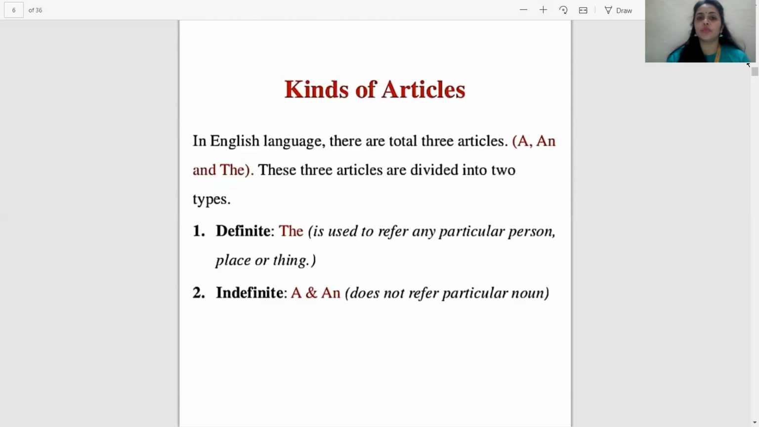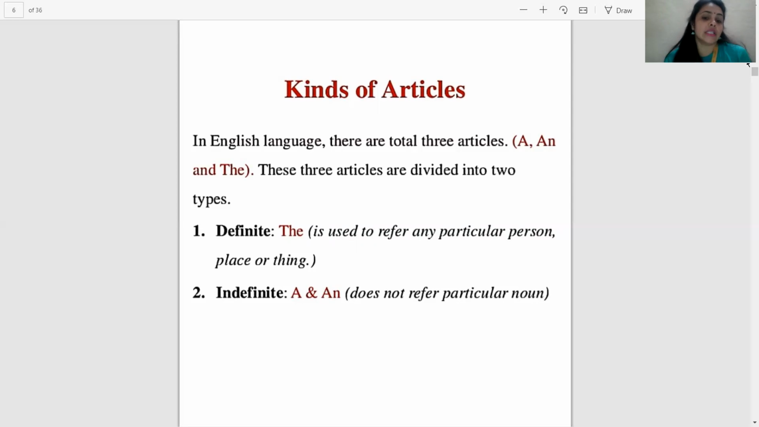Now, as I told you before, articles are divided into two categories. There are three articles, a, an and the. And these three articles are divided into two categories, that is definite and indefinite. Clear? So the definite article is the, which is at times pronounced as thee. The is used to refer to any particular person, thing, or place. Particular: when we have to talk about a particular thing, person, or place, that time we use the.